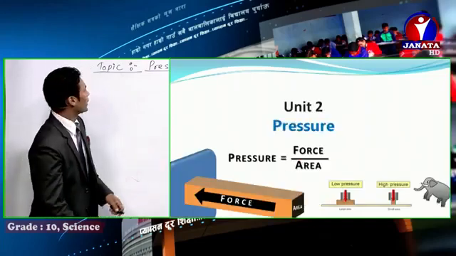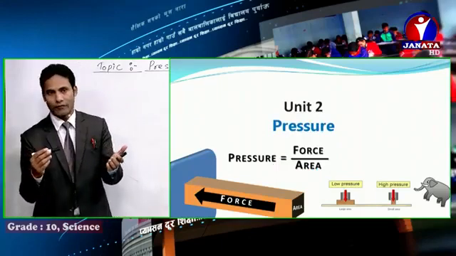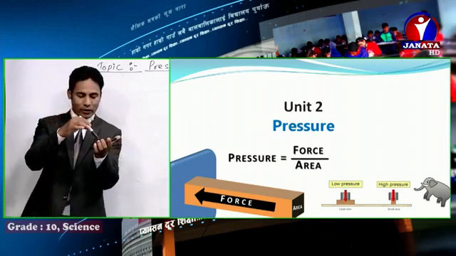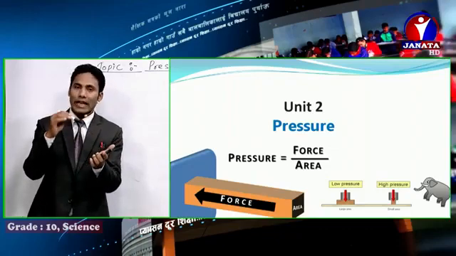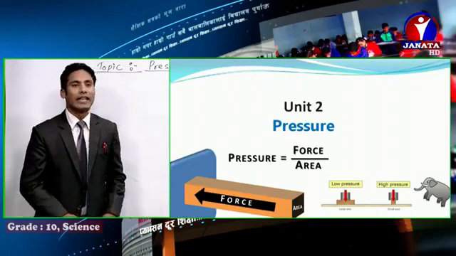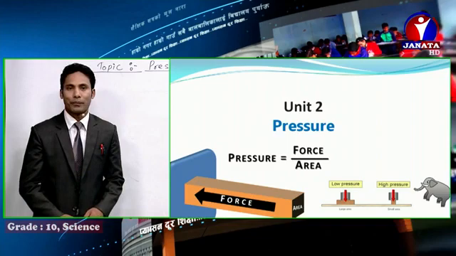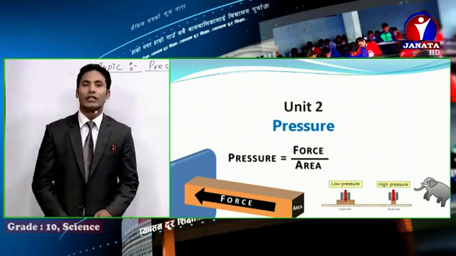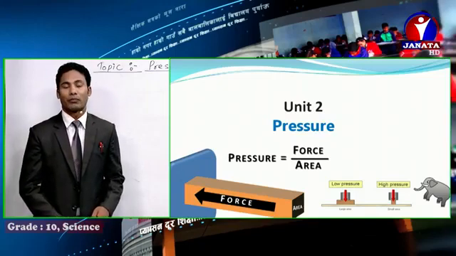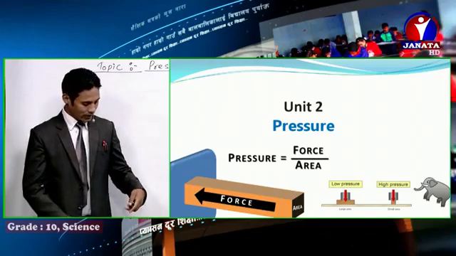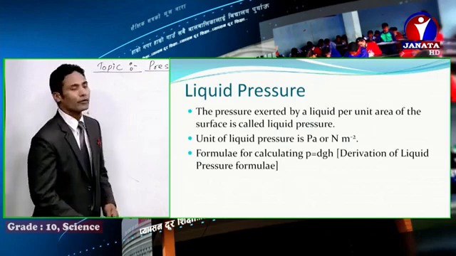Okay, so let's see what is pressure. Whenever I apply a force on a certain area, then the force exerted on that area is defined as the pressure. So pressure is the force per unit area, and the unit of pressure is Newton per meter square, and combinedly we call it Pascal also. So the unit is Newton per meter square, or Pascal, for pressure.